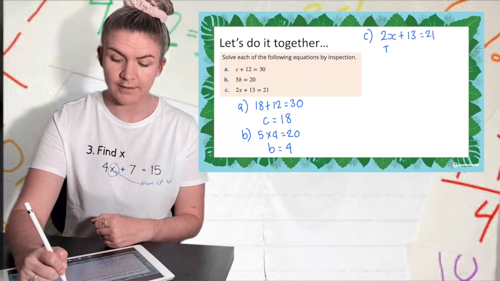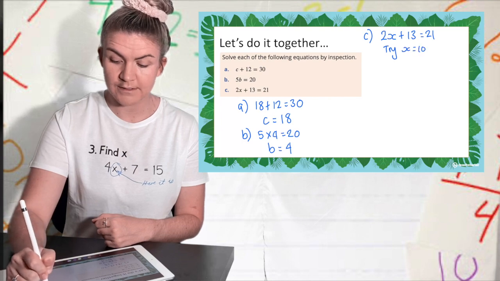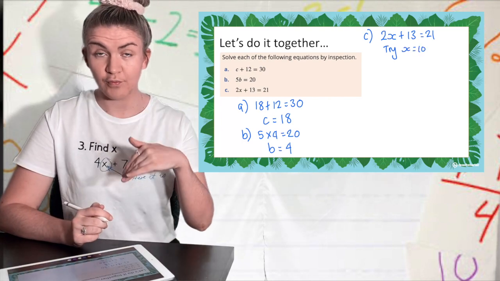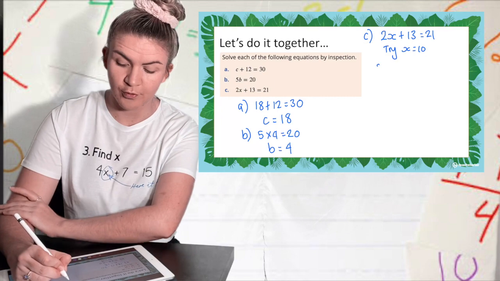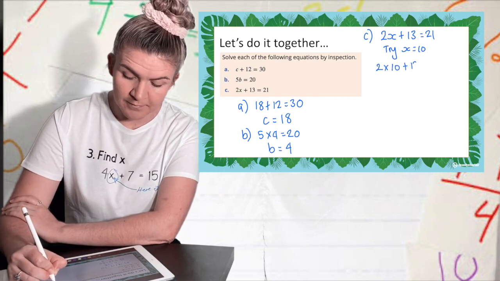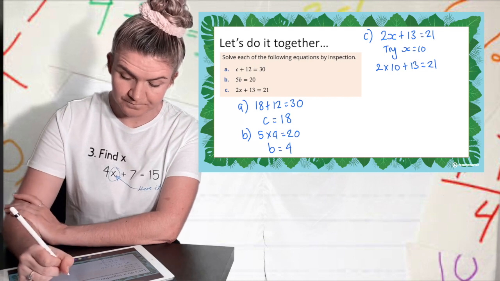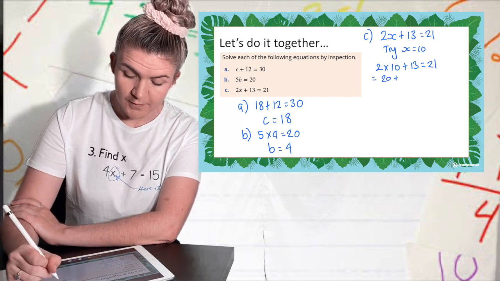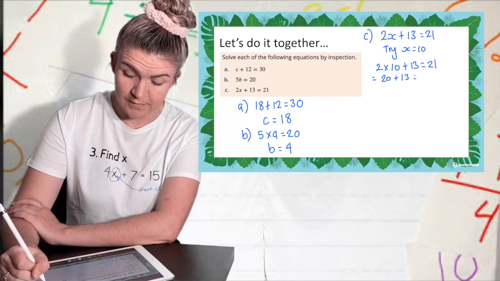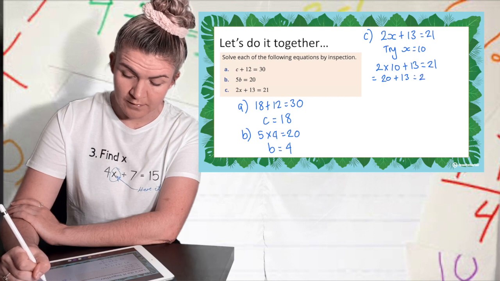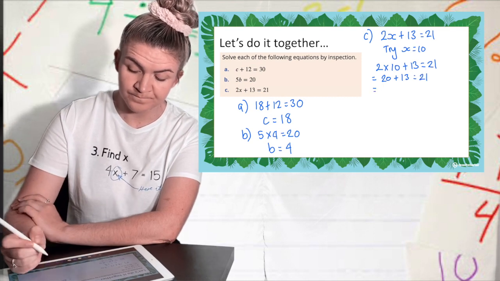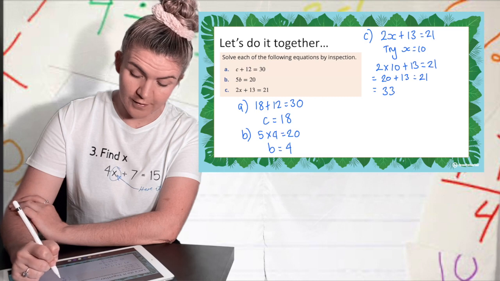And then I'm going to write try x equals 10. And then I'm going to replace x with 10, just like normal. 2 times 10 plus 13 equals 21. And then I'll solve. 20 plus 13 equals 21. And then I've got 33.